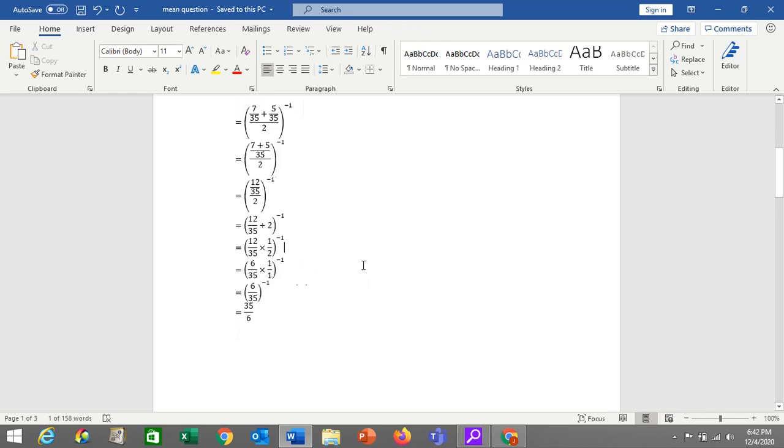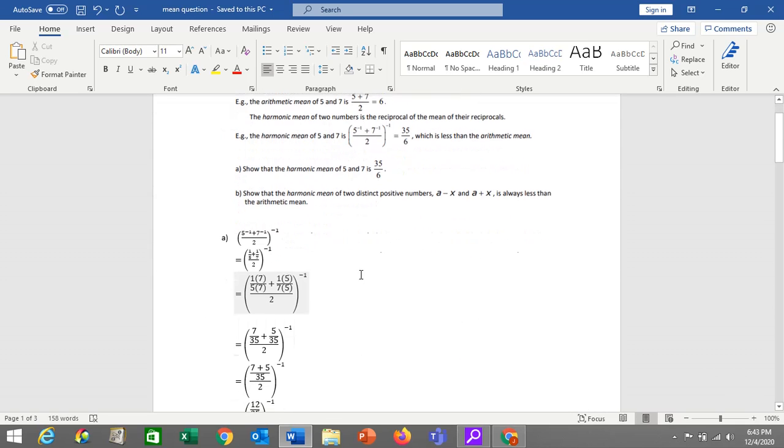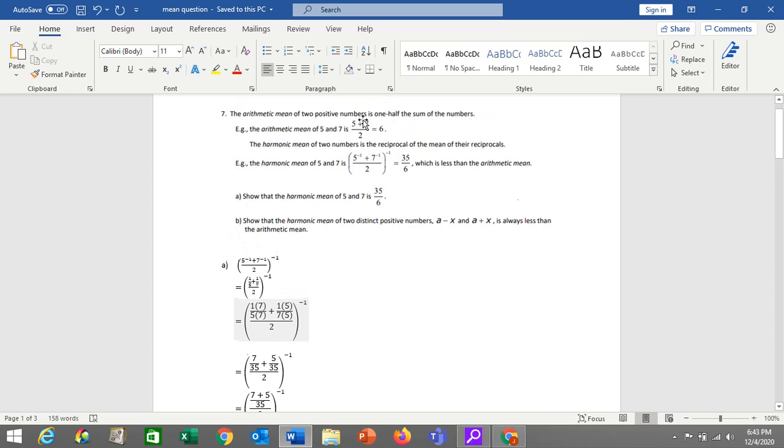Here's where things get difficult and get interesting. So we have to show in part B that you have two numbers, a minus x and a plus x, and that both of those numbers, whatever they are, are positive. We want to show that if you take this mean, the harmonic mean, that the number will always be less than if you take the arithmetic mean, this mean. So, okay, how do we go about doing that?